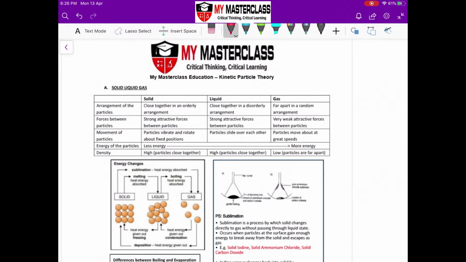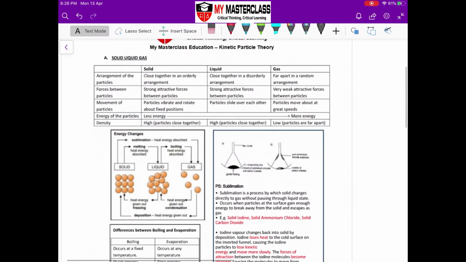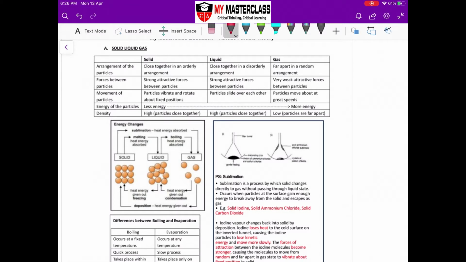Hi students, in this chapter we are going to look at kinetic particle theory, or some schools call it the particulate nature of matter. Anyway, it means the same thing. Particularly, what we are looking at is how the atoms or molecules are arranged in the three states: solid, liquid, and gas. We need to know how they are arranged, the amount of forces of attraction between them, how they move, and what their energy level is like.